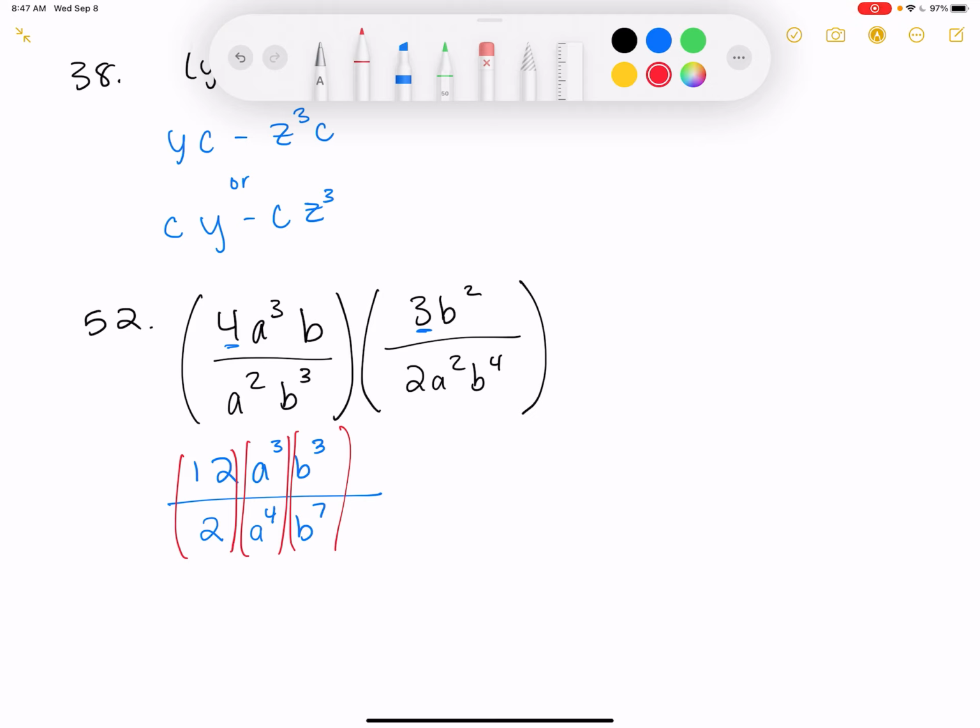So it's 6A to the negative 1, B to the negative 4. Yeah, so the 12 and the 2 cancel down to be that. I obviously want to take the variables and move them to the bottom, where the bigger exponent is, so both of them to the bottom, subtracting their exponents. So on the bottom, I'll end up with A to the 4 minus 3, so that's just going to leave me with an A. And then B to the 7 minus 3, which is going to be B to the 4.